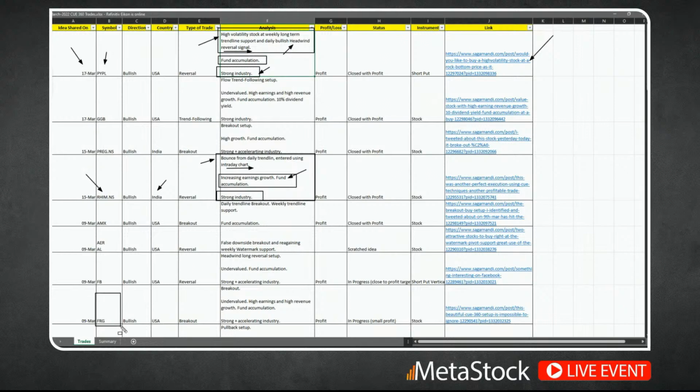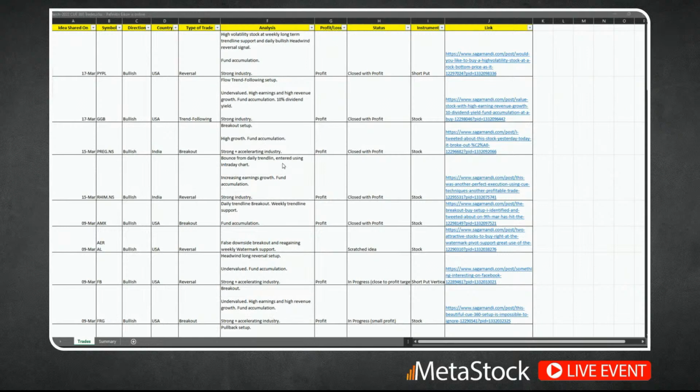Let's look at FRG. In the USA market, technically it had a breakout setup. Fundamentally undervalued, high earnings growth and high revenue growth, and fund accumulation is there. Industry-wise, strong and accelerating industry.